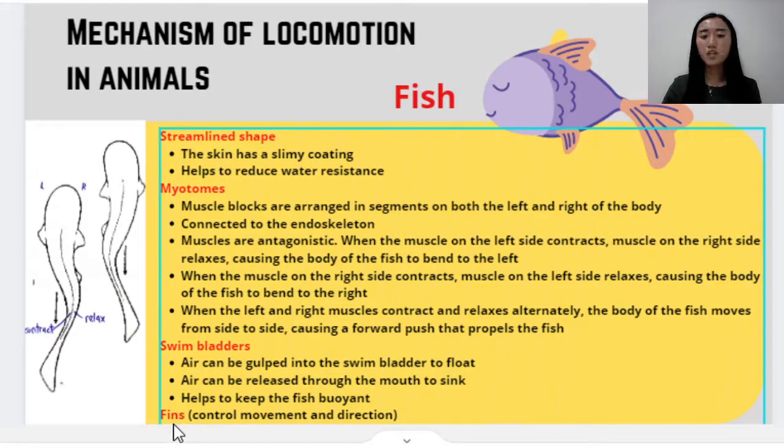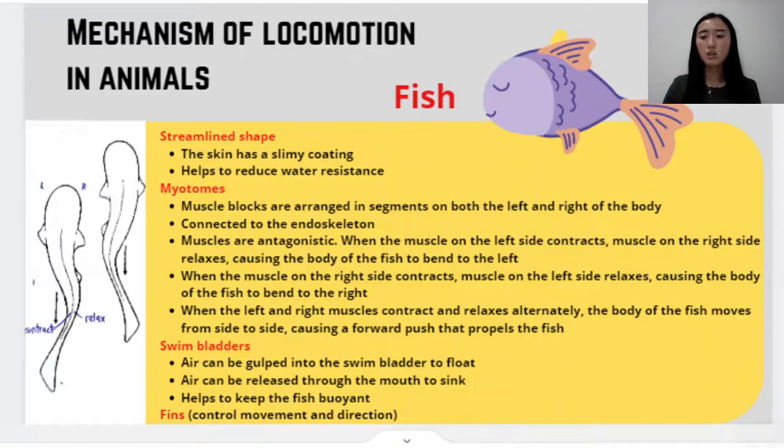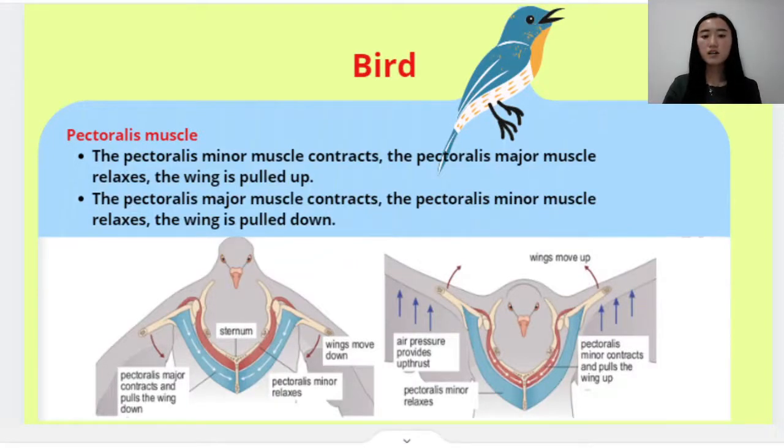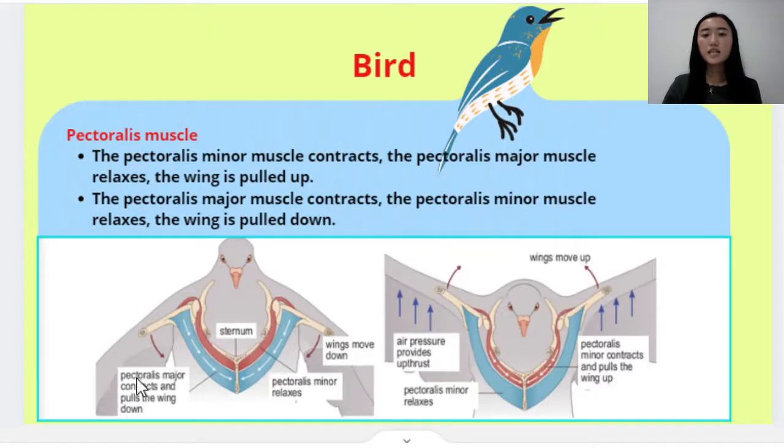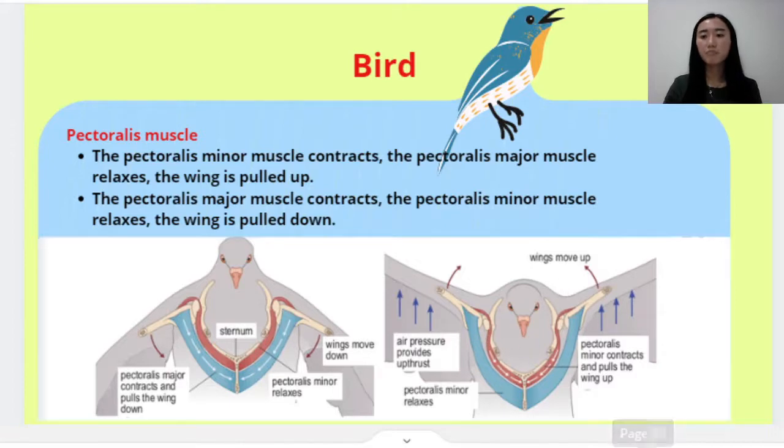And the fins of the fish are to control the movement and direction. Next is the bird. You can see in the left diagram here, the pectoralis major muscle contracts and the pectoralis minor muscle relaxes. And in this condition, the wing of the bird is pulled down. And what will happen when the wing of the bird is pulled upwards? The pectoralis minor muscle will contract and the pectoralis major muscle will relax. And if this happens, the wing of the bird is pulled up.